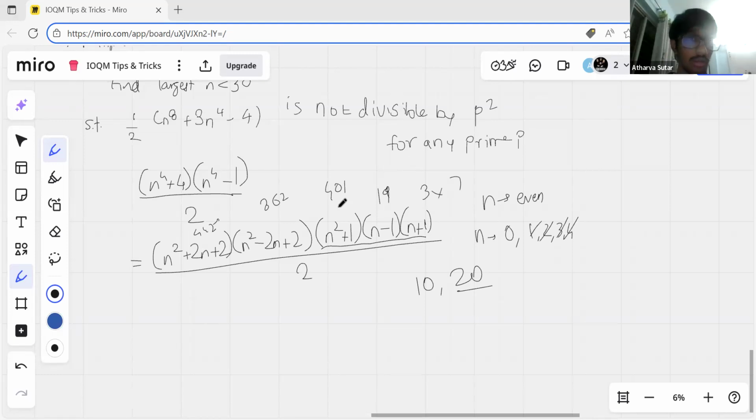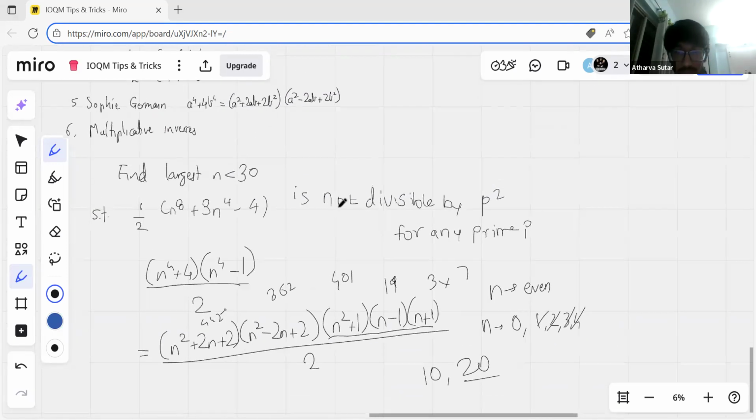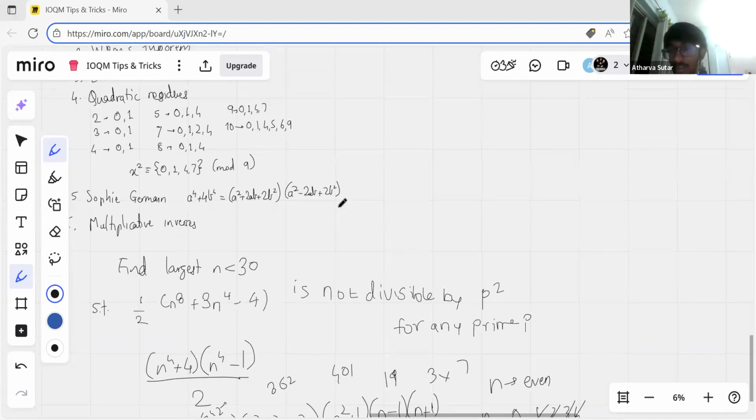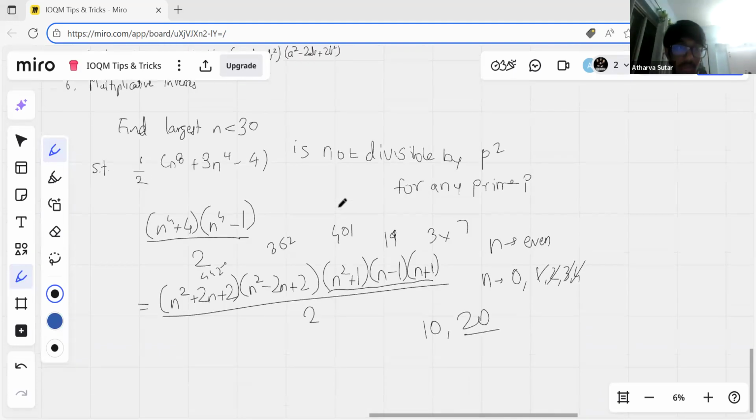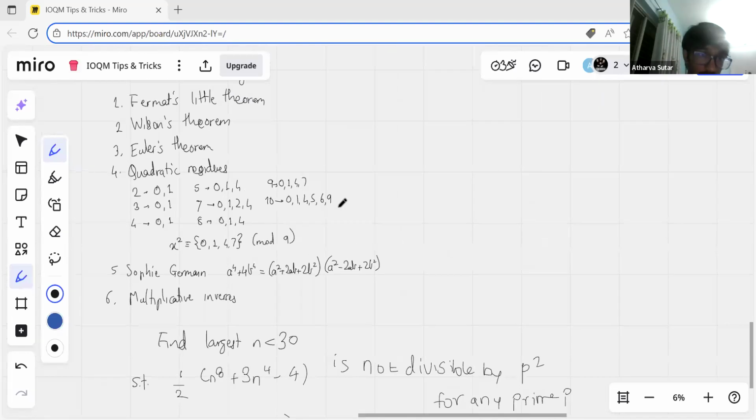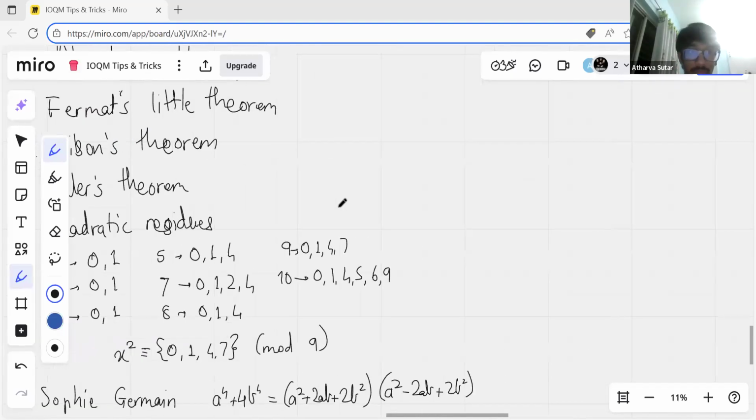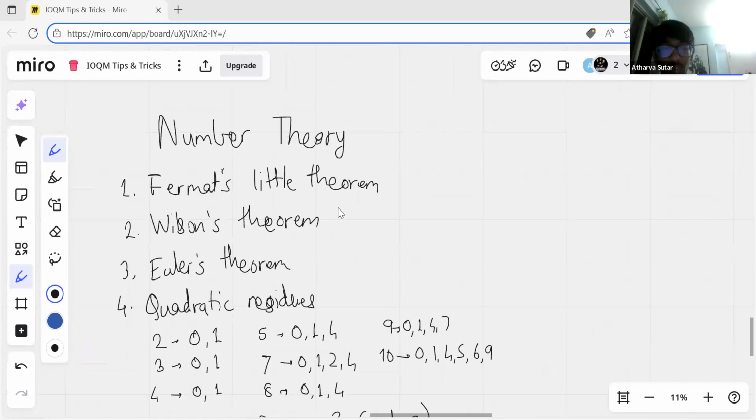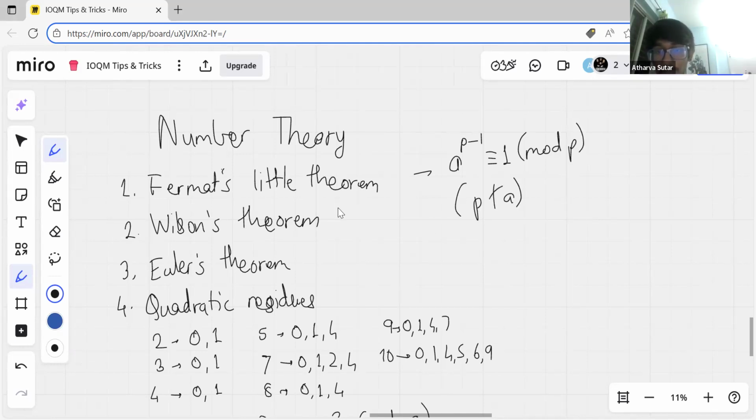You could rewrite n squared minus 2n plus 2 in a better form. So this was a 5 marker last year, and these theorems are very helpful. I'll just go over these for people who don't know. Fermat's little theorem is basically a to the p minus 1 is congruent to 1 mod p such that p does not divide a. Everyone is comfortable with the notation, right?